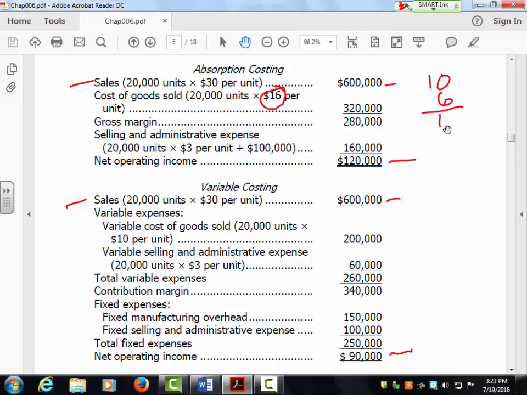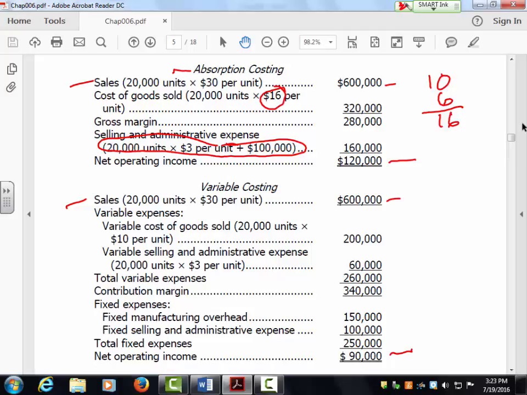So this is all going to be at $16 per unit. The selling and administrative expenses, again under absorption costing, we didn't separate the variable and the fixed, so now we're just going to add them together. $3 variable times the 20,000 we sold plus the fixed of 150. We see that we have 120 for net income.